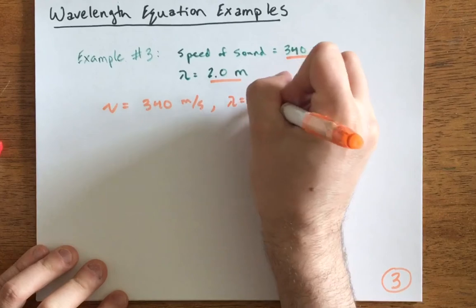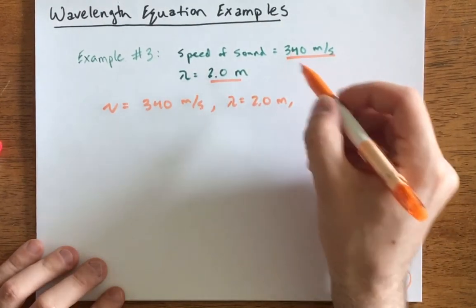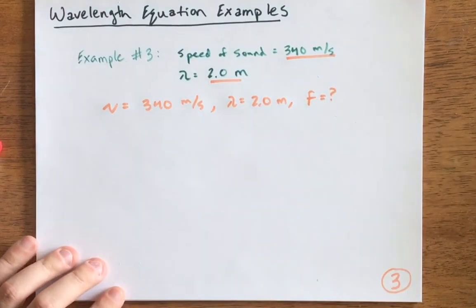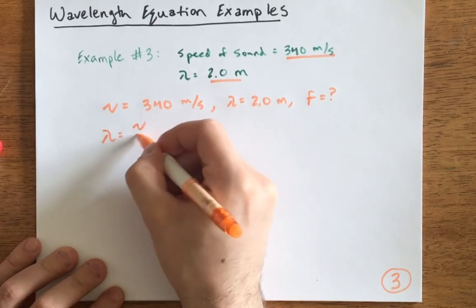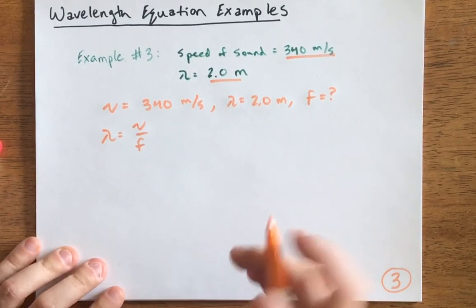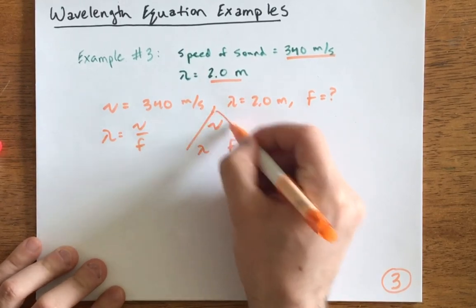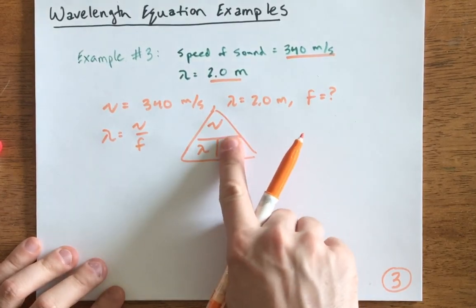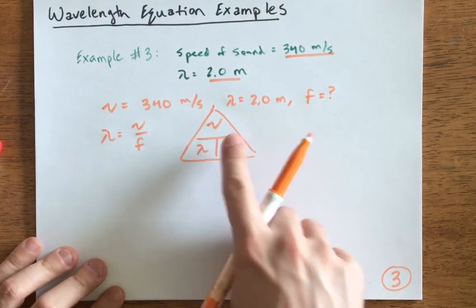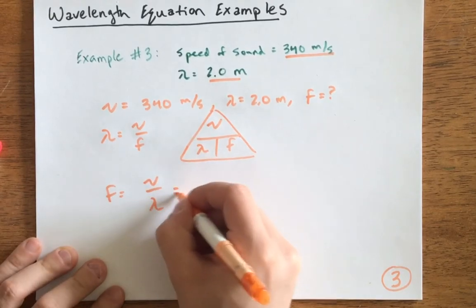The wavelength, they've told us, is 2 meters. And therefore, the missing piece of information must be the frequency. So let's see if we can figure out the frequency of this wave. Once again, we could use our wavelength is velocity over frequency equation, or we can look at the triangle. And since we're looking for frequency, I cover up the F, and we're left with velocity divided by wavelength. So frequency will be velocity divided by wavelength.